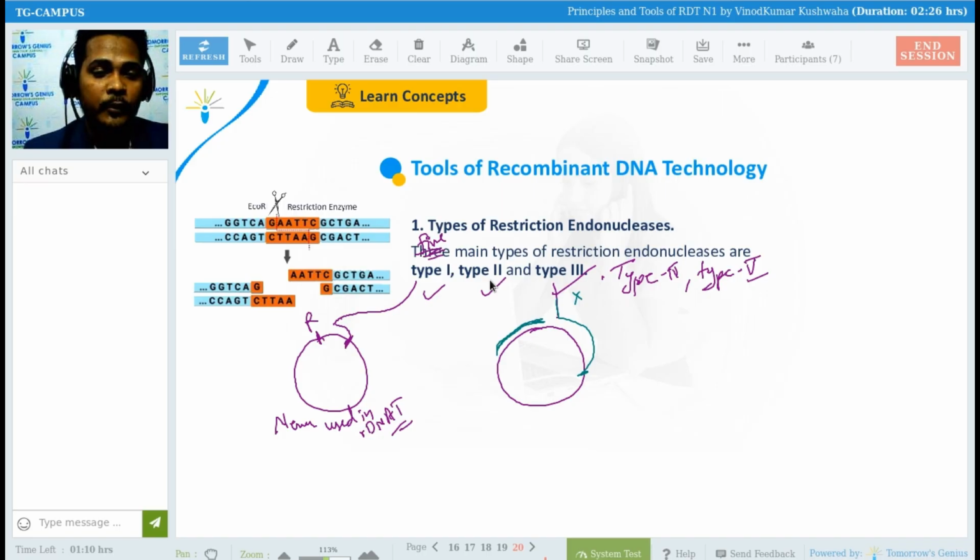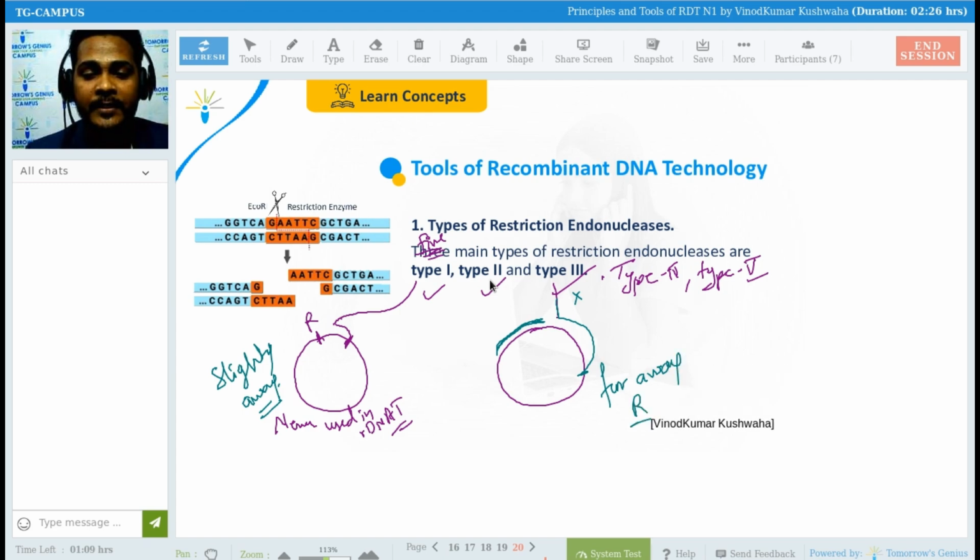Clear? So you have to remember that type 3 enzymes cleave at a site a short distance away from the recognition site and far away from the restriction site. Okay, that means type 1 is slightly away from the restriction site, but type 3 is far away from the restriction site, and that's why this is also not in use in rDNA technology.